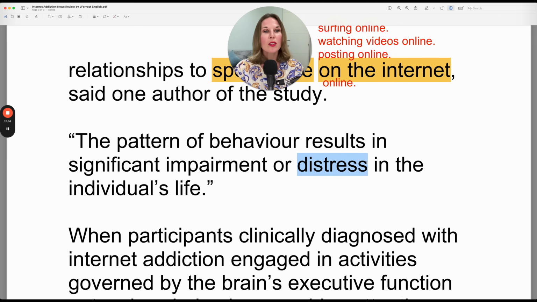So distress, this represents negative emotions, and then impairment, this sounds like negative effects. So if your vision is impaired, it means you're not able to see clearly. So if your life is impaired, it means you're not able to function properly in your life. So the examples they gave of not being able to do their homework because they can't focus, that could be an example of how their life is impaired.